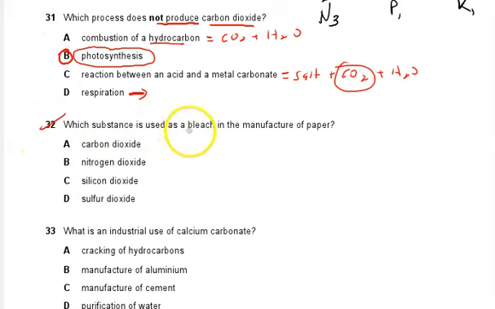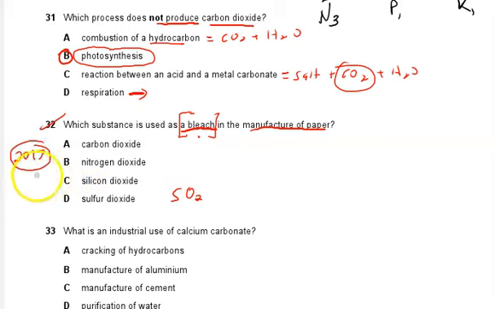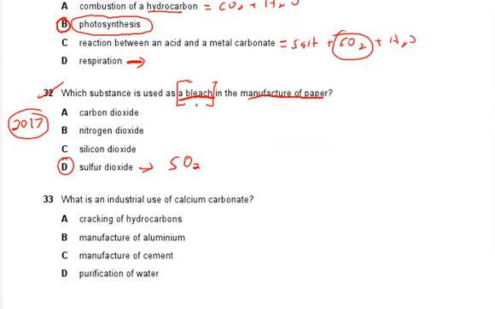Okay, now we look at 32. Which substance is used as a bleach to manufacture paper? So please remember this one, guys. As a bleach, they will use sulfur dioxide. So this question was repeated in 2017. I'm not sure if it's May, June or October, November, but there is one question over here. So it is sulfur dioxide as a bleach.